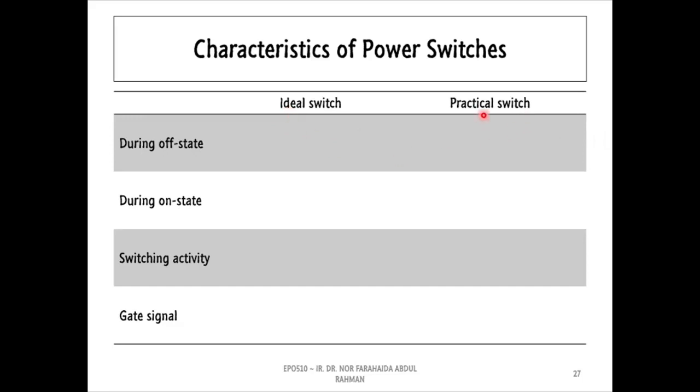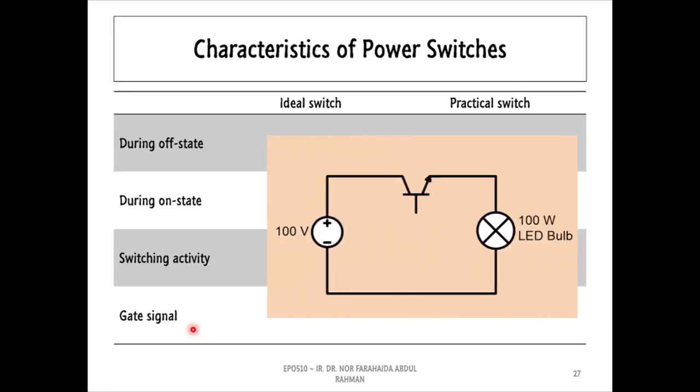We will focus on 4 conditions only: during off state or turn off, during on state or turn on, switching activity, and the requirement of gate signal. In all conditions, we will consider a basic circuit consisting of a power switch, voltage supply, and LED bulb.